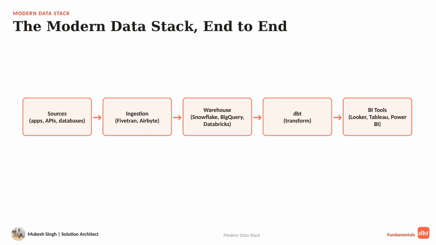Here's what the full modern data stack looks like end to end. On one side, you have your sources: applications, APIs, and operational databases. A tool like Fivetran or Airbyte ingests that raw data and loads it into a warehouse like Snowflake or BigQuery. From there, dbt takes over, transforming that raw data into clean, tested, well-documented tables. Finally, a BI tool like Looker or Tableau queries those tables to build the dashboards people actually look at.